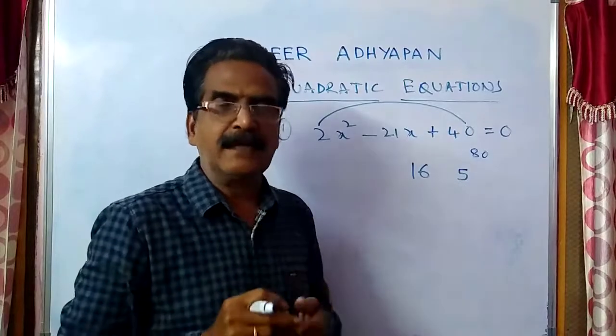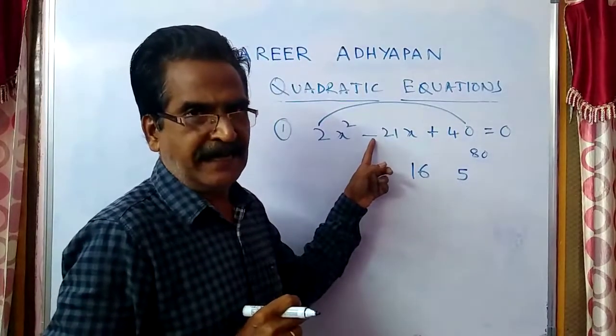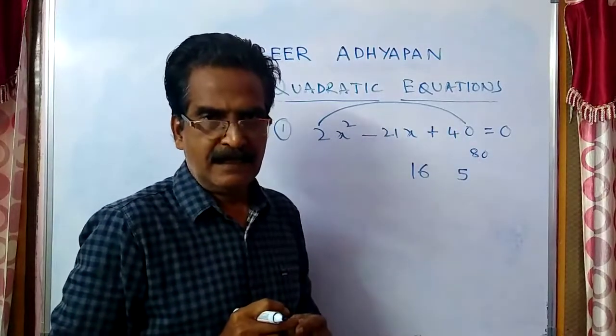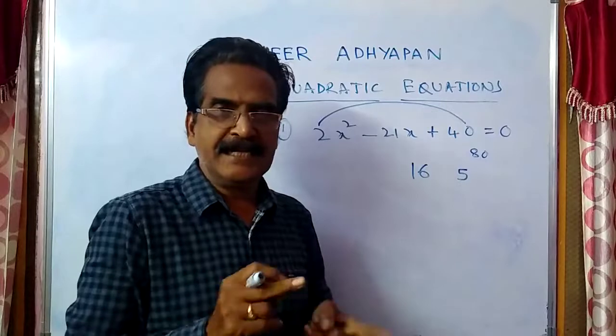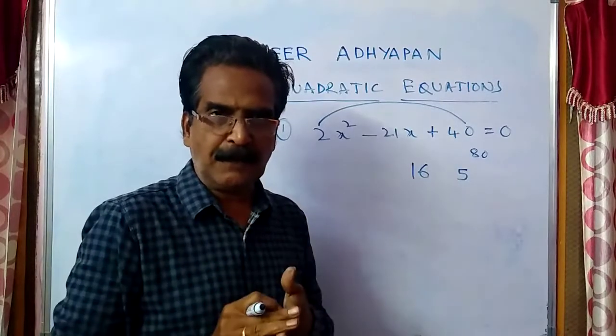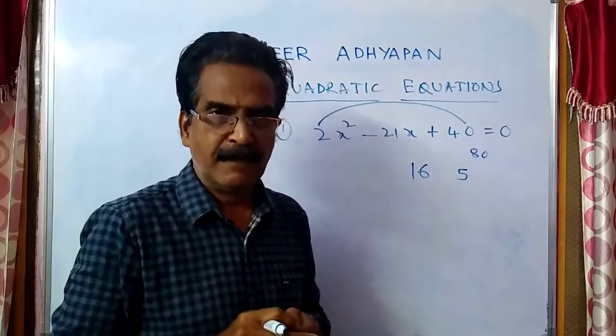Then go to sign. B is minus, A and C are plus. B, A and C have opposite signs. So both the roots are positive. Fine. Root sign is over.